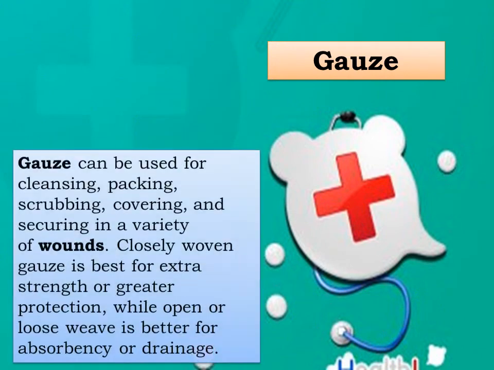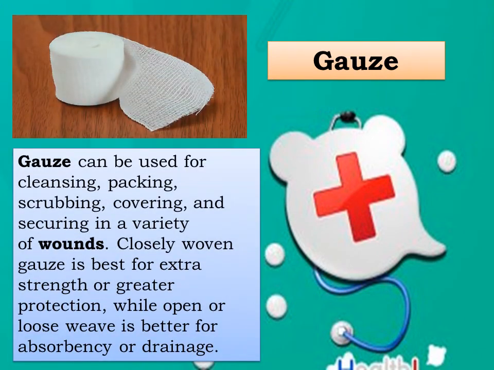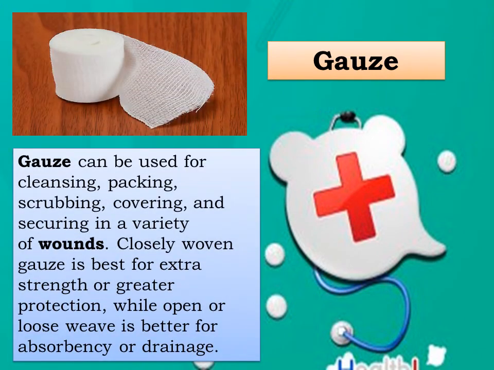Gauze. So gauze can be used for cleansing, packing, scrubbing, covering, and securing in a variety of wounds. Closely woven gauze is best for extra strength or greater protection, while opened or loose weave is better for absorbency or drainage.